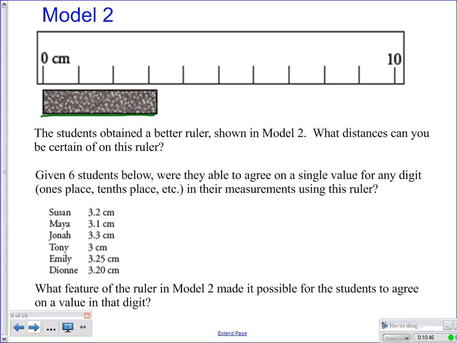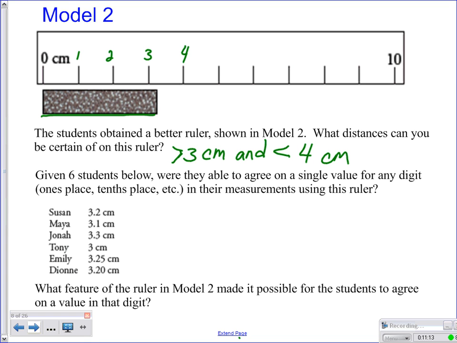So I can count this off. I know I've got 0, 1, 2, 3. Well, I can look at this and say, yeah, it's going to be greater than 3 centimeters and less than 4 centimeters. That's what this piece of equipment allows us to say.